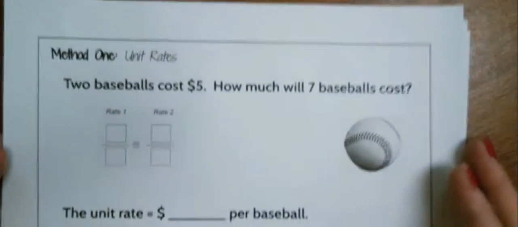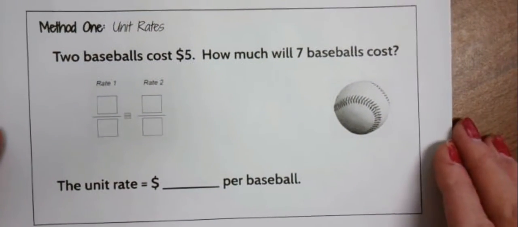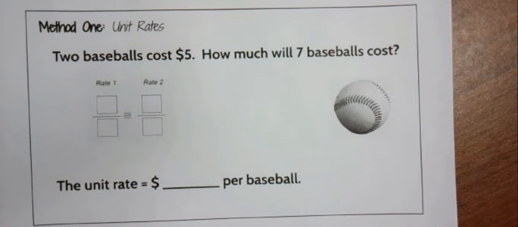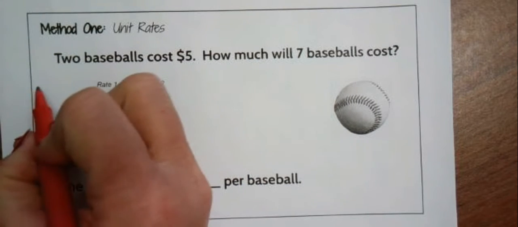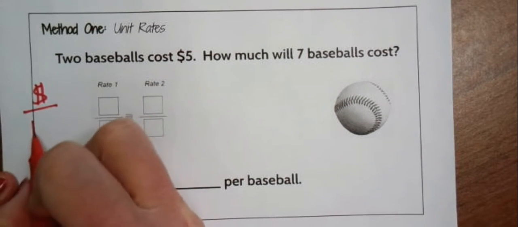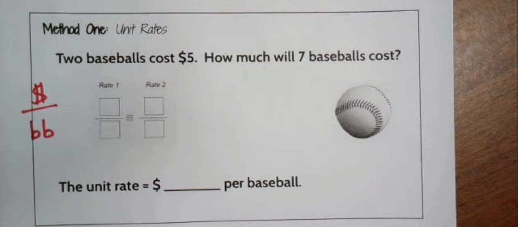Okay, our first example. In your notes, you're going to see it says method 1. Here we have 2 baseballs costing $5, and we're asked how much will 7 baseballs cost. So we know the rate with one of our situations. 2 baseballs cost $5. Just to keep this in mind, we always want our money on top, so that our money's on top and our baseballs are going to be on the bottom when we are setting up this proportion.